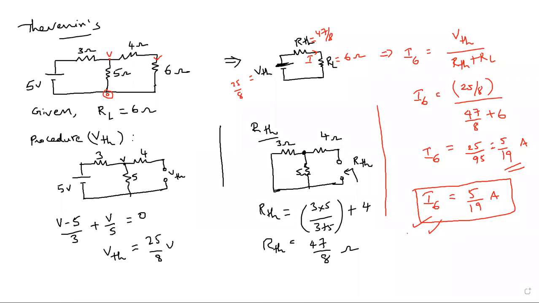Will you do it, or shall I do it now itself? Okay, do it fast and tell me. I hope it should be only a single step so that you can quickly do it. Yes, sir, we got I equal to 5 by 19. So the same answer? Yes, sir. Good. Very good.